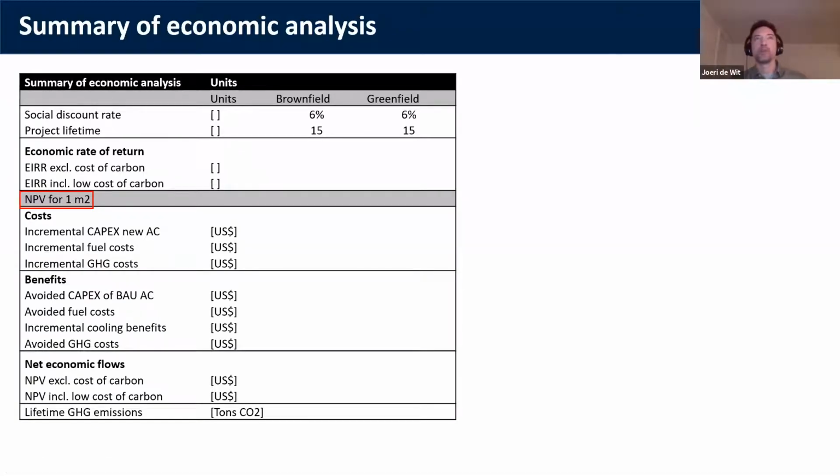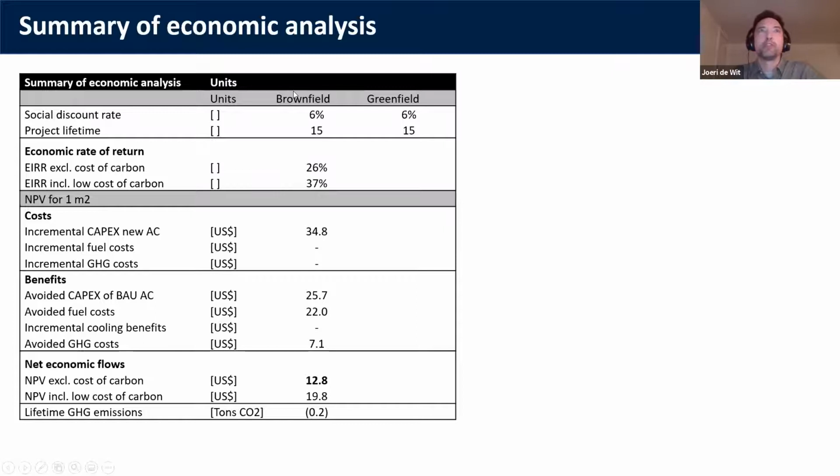So here's a typical results table that's printed in every project economic analysis, illustrated for the brownfield and the greenfield investment. We have the economic rate of return as one of the key measurements, then the costs in discounted terms, benefits in discounted terms, and net economic flows, both excluding and including the cost of carbon. Here I'm just looking at the low cost of carbon. And to make matters even simpler, the net present value is shown just for 1 square meter of building, because all costs and benefits in this case can be scaled by the size of the building.